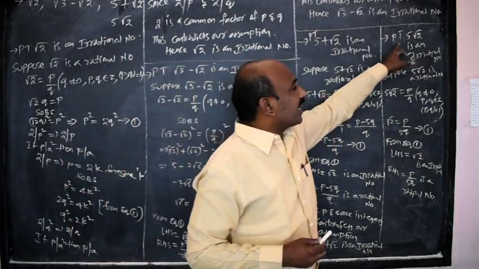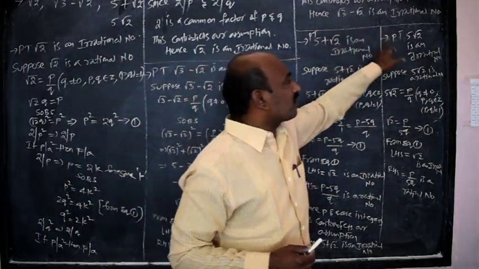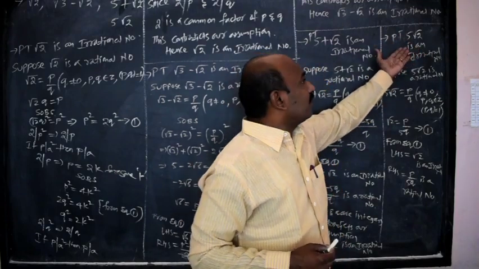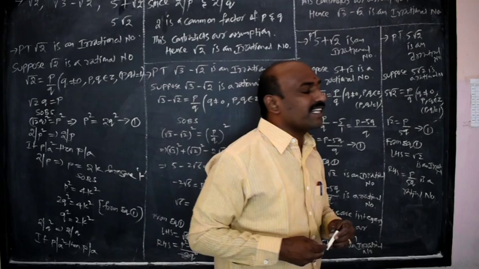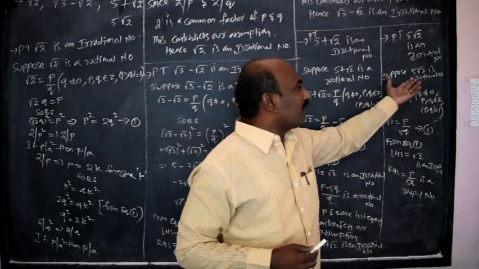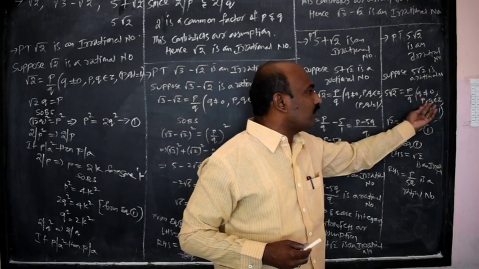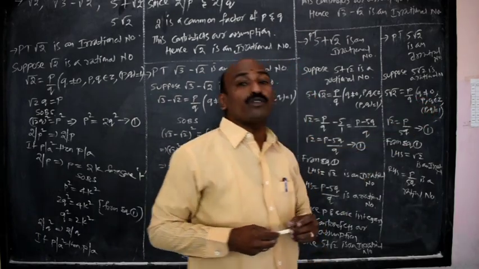Final one is, they can ask here instead of plus, minus or multiplication, 5 root 2. This is also a very easy method. Here prove that 5 root 2 is an irrational number, means suppose 5 root 2 is a rational number. Same way, 5 root 2 equal to p by q, q not equal to 0, p, q are integers, p, q are co-primes.